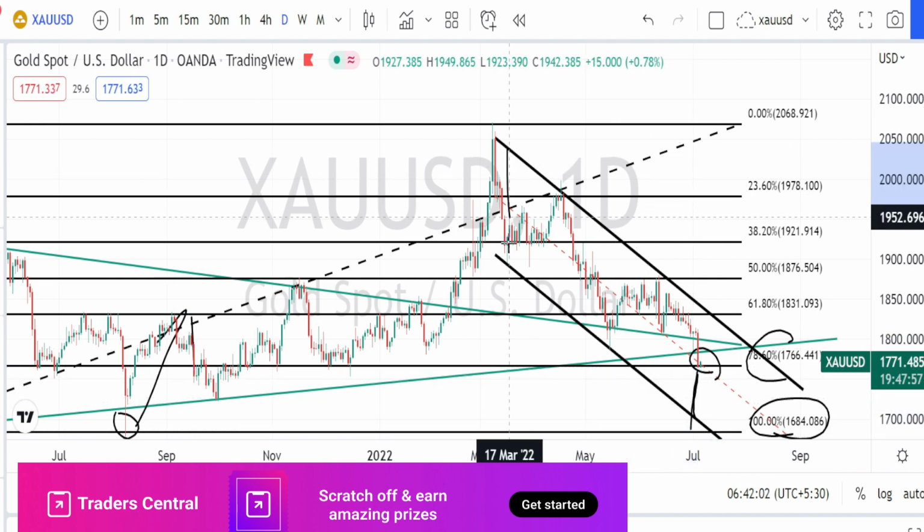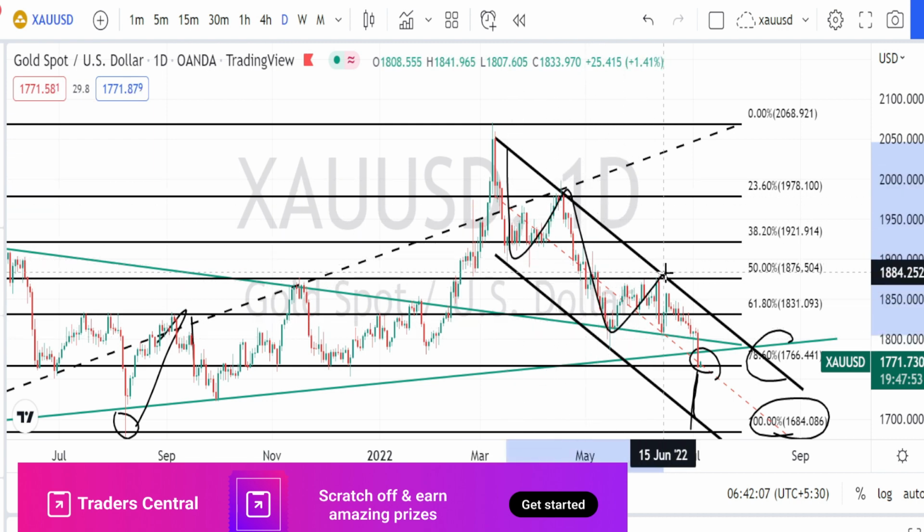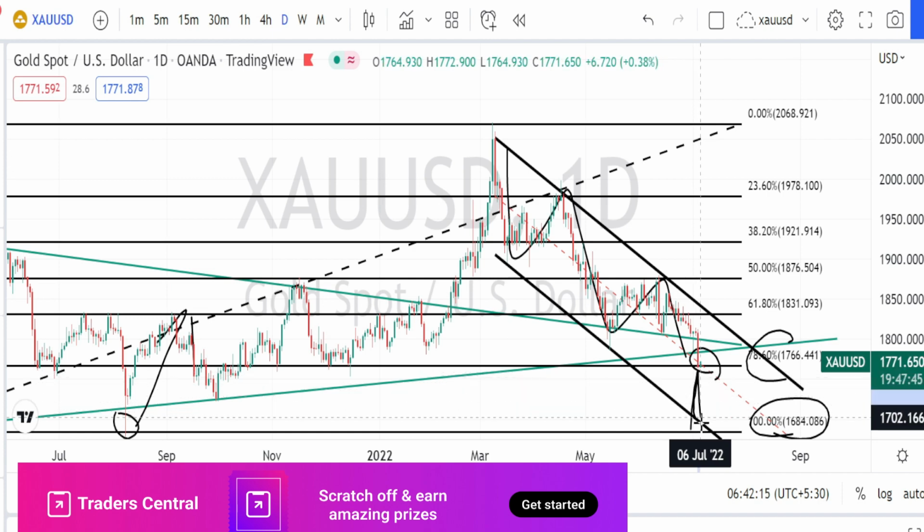So now we are very clear that the current trend of the price action in daily time frame is on a bearish trend. Wait for it to break this support level of 1766 in order to take trades on the bearish side.